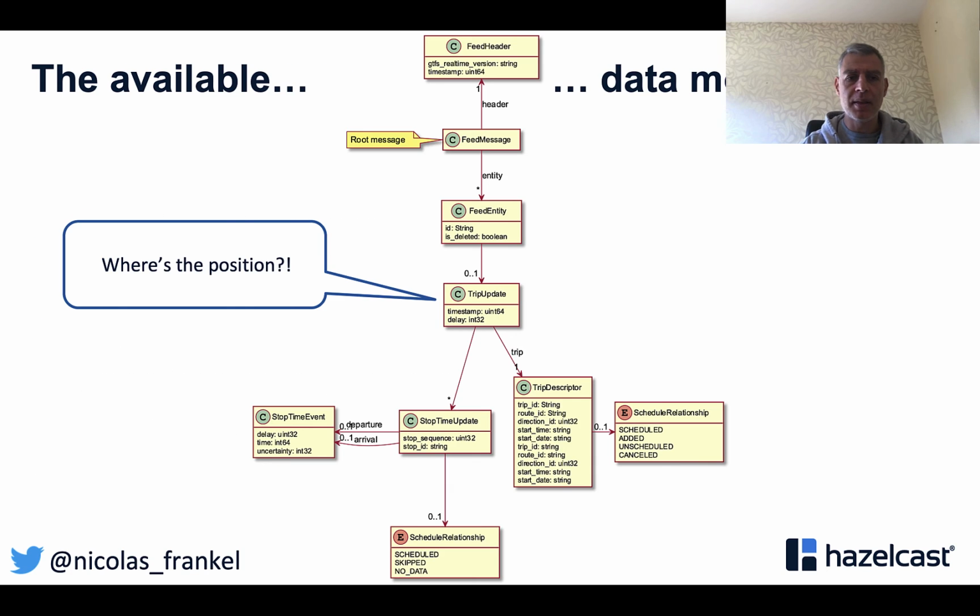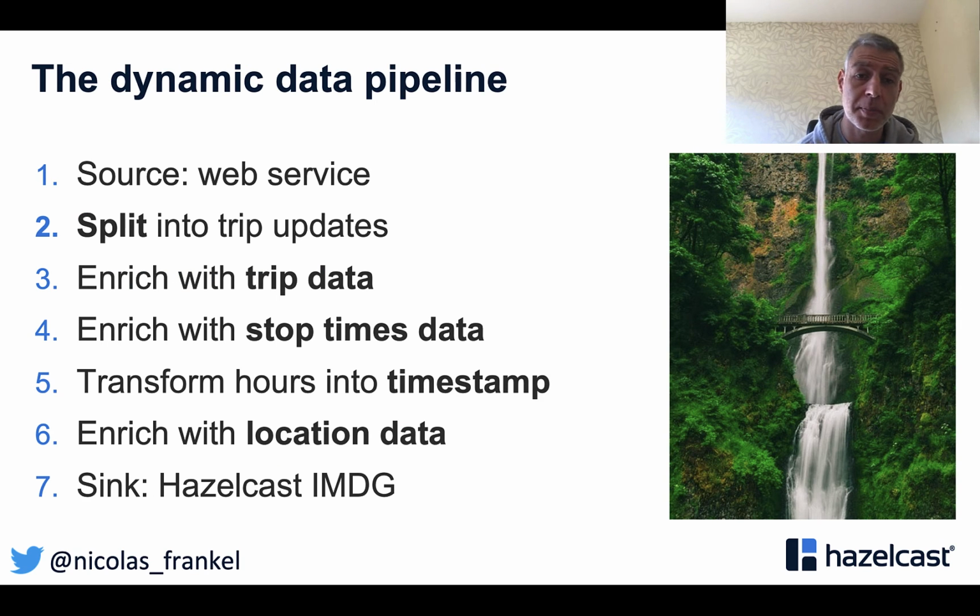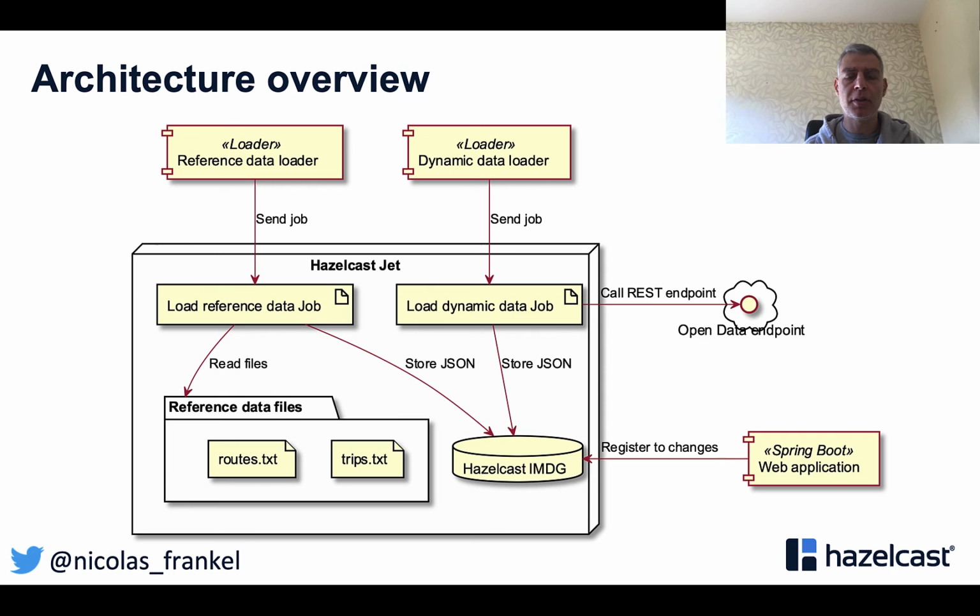And this becomes my pipeline, and this is where the power of stream processing goes in. I will get the web service data, and I need to split it into the different trip updates. Then I will get data from the trip itself, then from the stop times, because my front-end developers want to work with timestamps and not hours, so I need to transform them into timestamps. And then finally, I enrich everything with location data. Then I send everything to IMDG, and it gives me the following architecture.